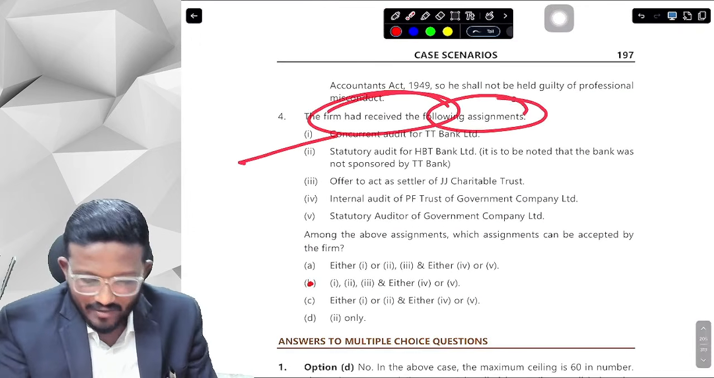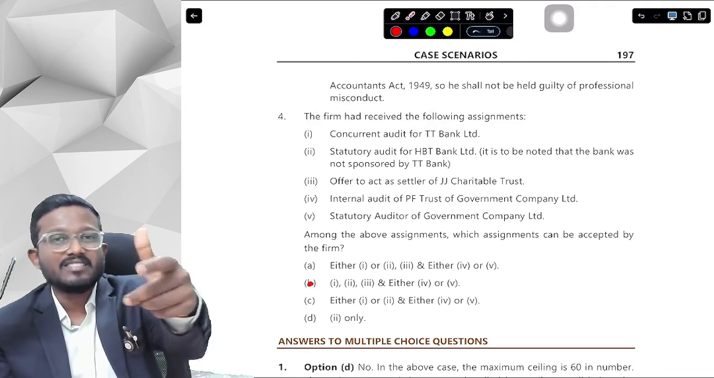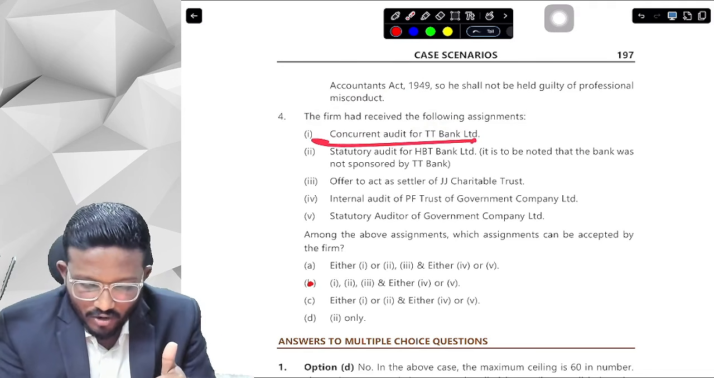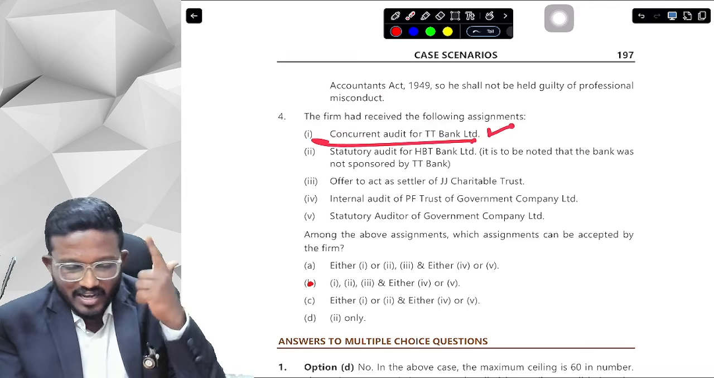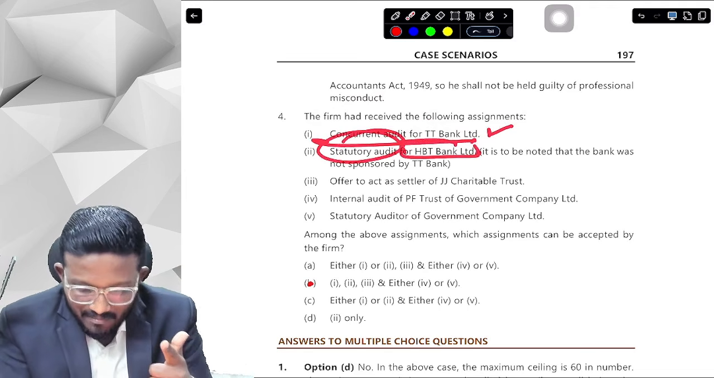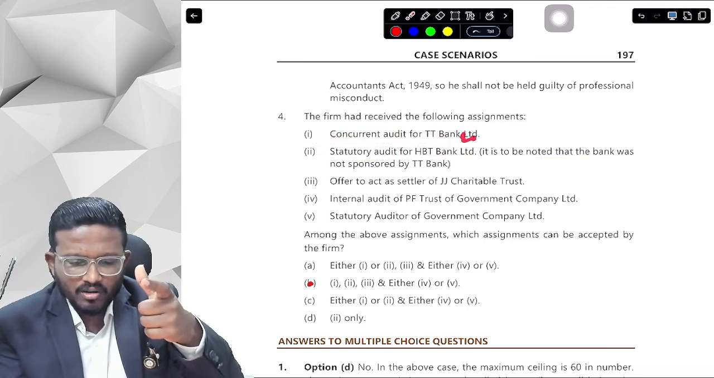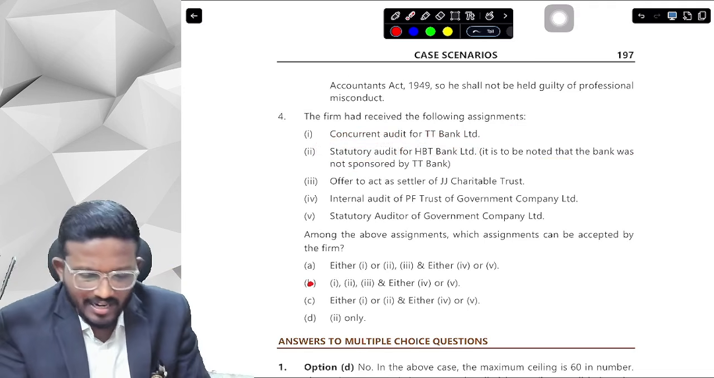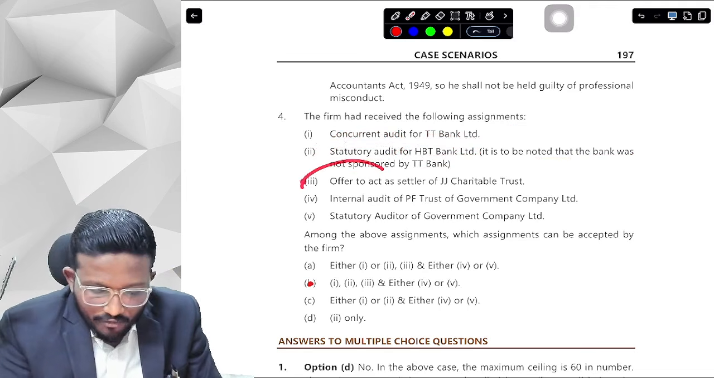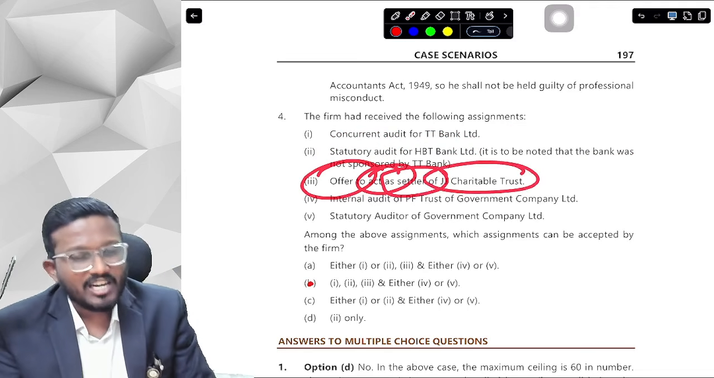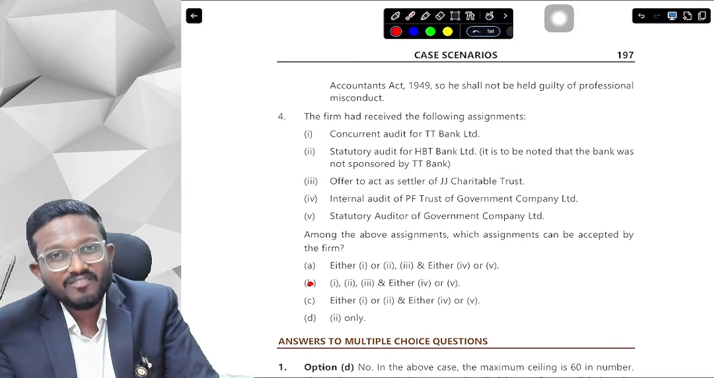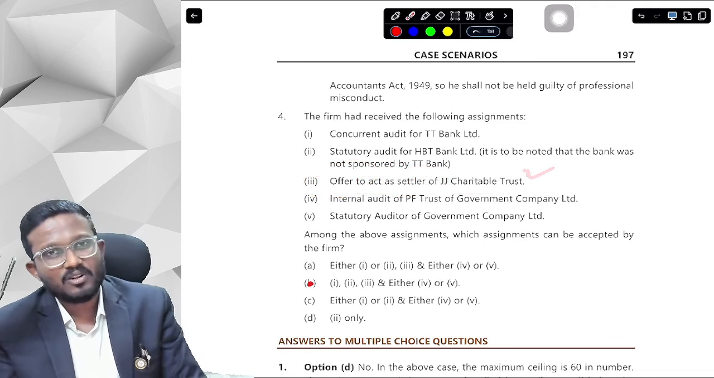We have received the following assignments, and we need to say which assignments we can accept. First of all, concurrent audit for TT Bank, we can accept, no doubt about it. Second, statutory audit for HBT Bank, which is not sponsored by TT Bank, which means they are not interrelated. So we can accept the statutory audit as well. Offer to act as settlor of JJ charitable trust. Can we accept the offer to be a settlor of the trust? Yes, we can accept. So this is also allowed.